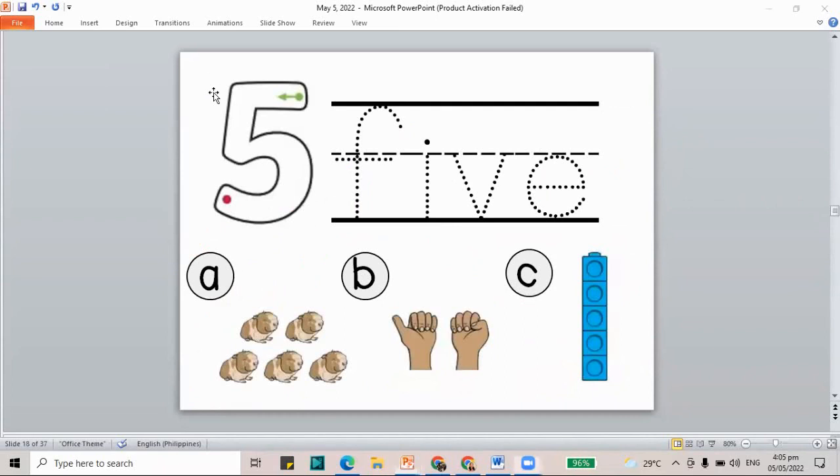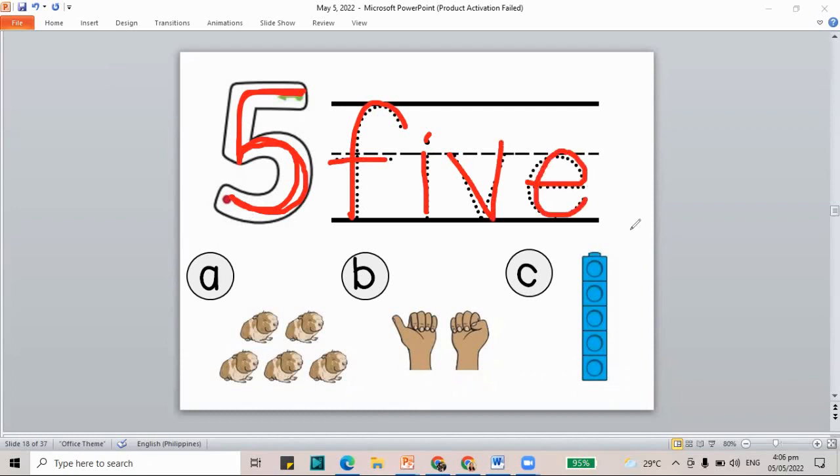Number five. Let's make our five. Go make a straight line. Line down again. Add a very big belly, number five. Again, how do we make five? Straight line down at the top, line down, add a very big belly, number five. Let's spell out five. F, I, V, and E, the word five.